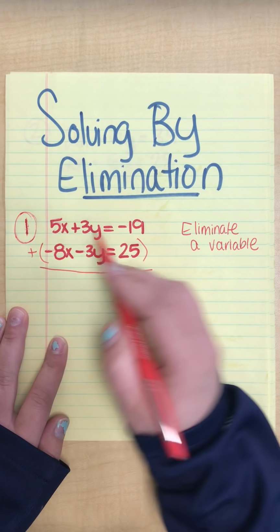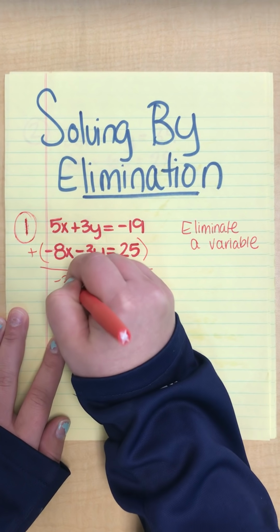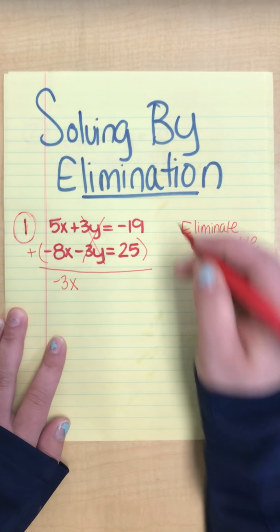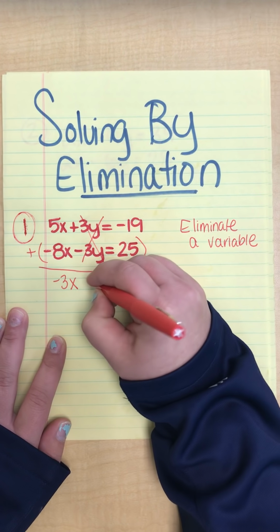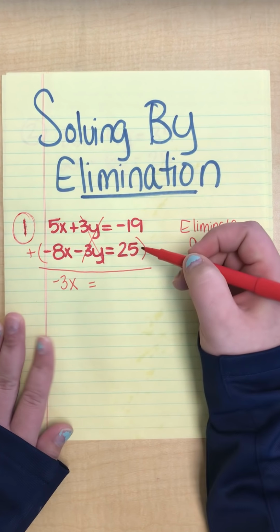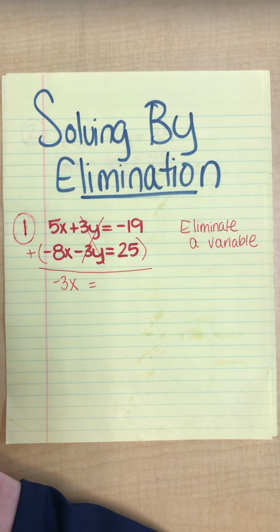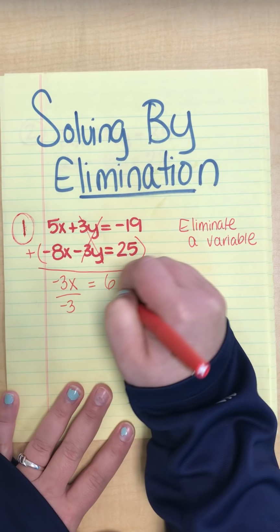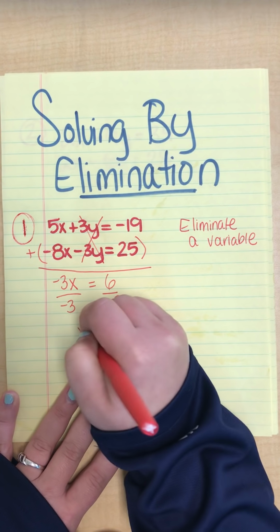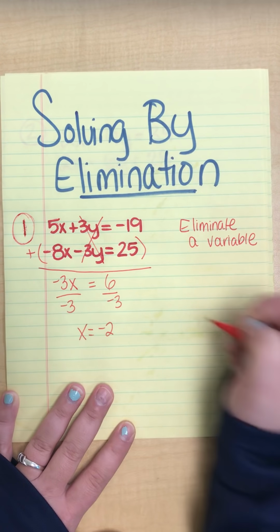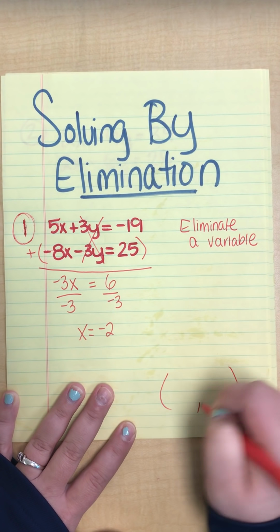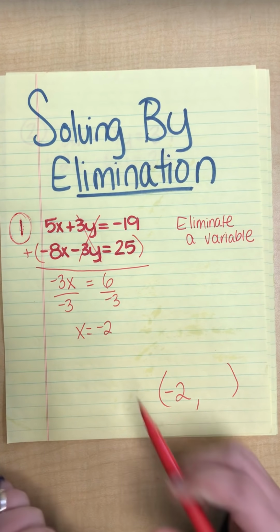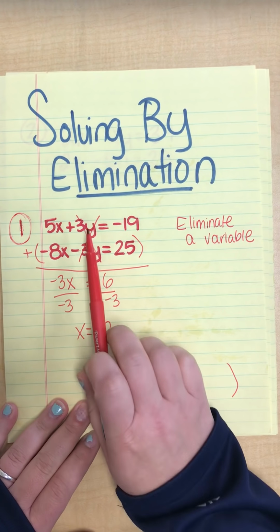So 5x plus negative 8x gives me negative 3x. 3y plus negative 3y, those are going to cancel, equals negative 19 plus 25 gives me 6. Divide by negative 3 on both sides, so x is negative 2. So in your ordered pair, we know negative 2 is the x value. Okay, so we solved for x by eliminating the y's.